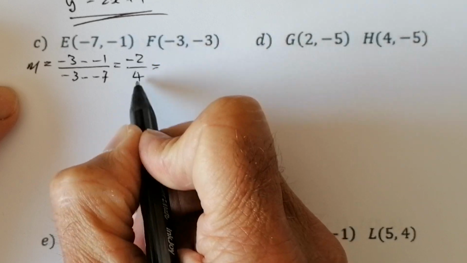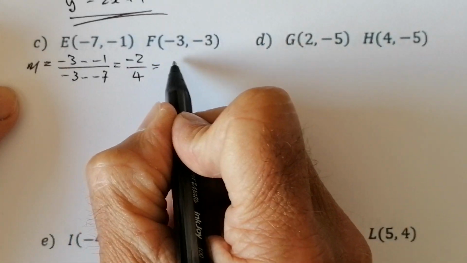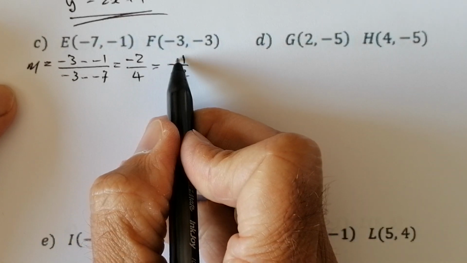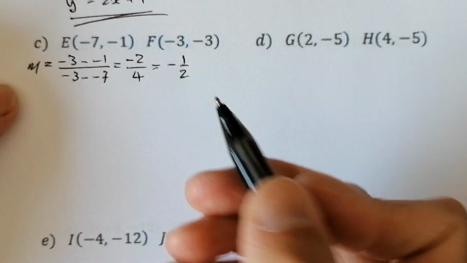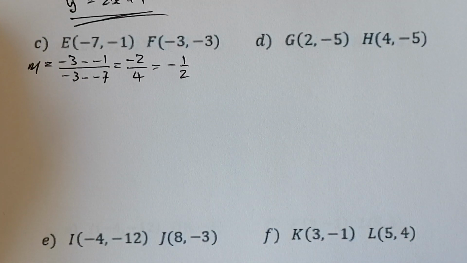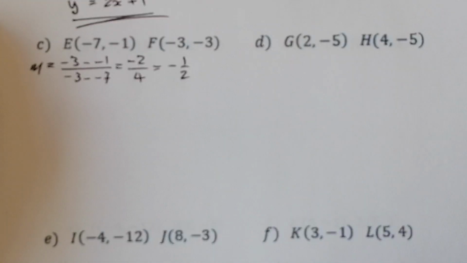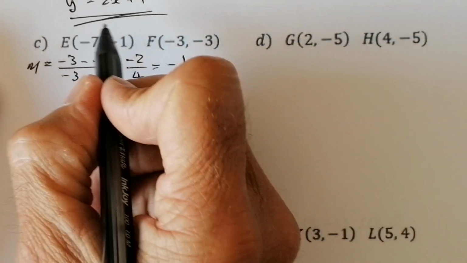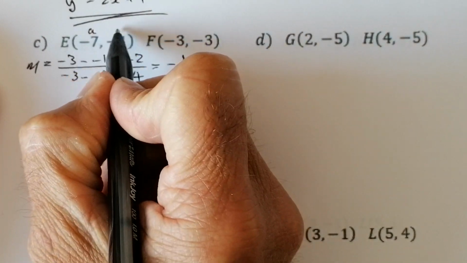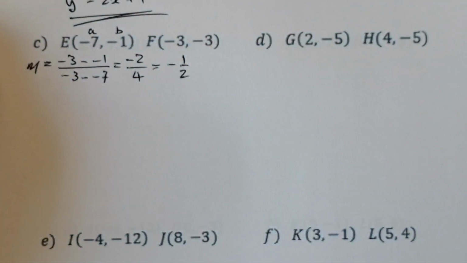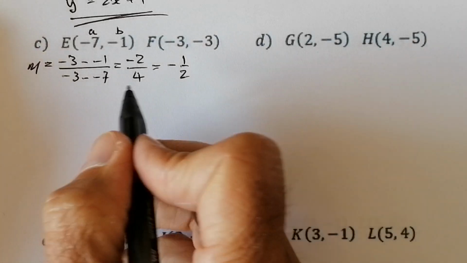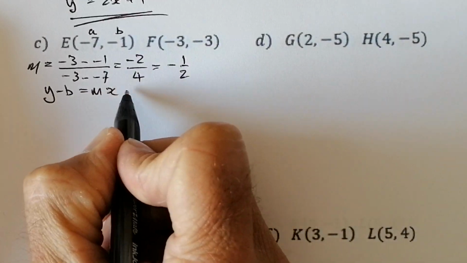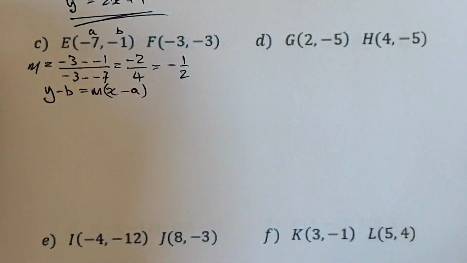So what I can do is divide top and bottom by 2, and that will leave me with minus a half. And it doesn't matter if I put the minus sign on the top, the bottom, or at the side, that's still a minus a half. Right, so that's my gradient, and what I'm going to do is use one of the points here. So I'm going to use this point here, so that's going to be my A value, that's my B value, okay? Right, so let's write it into y minus b equals m(x minus a), okay?